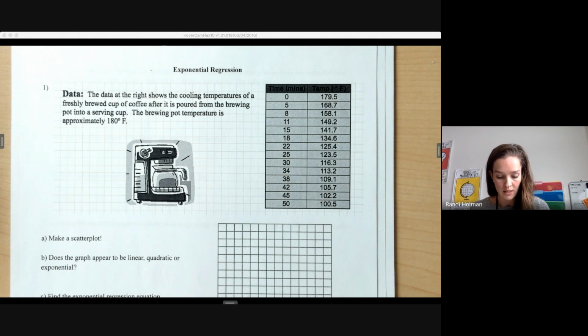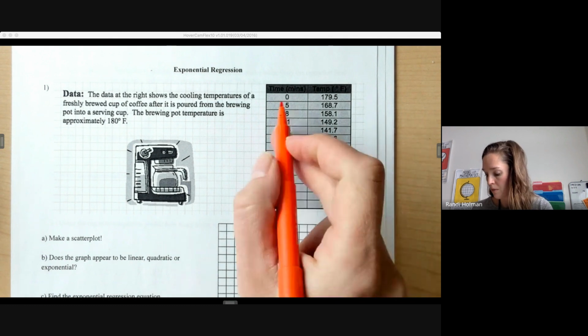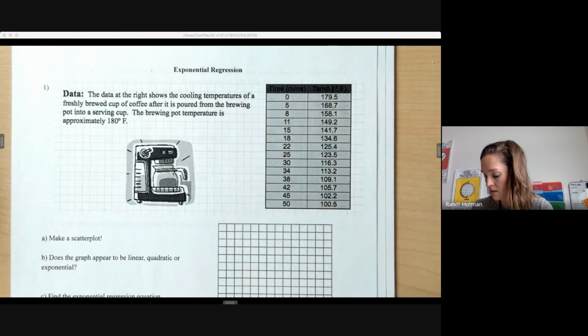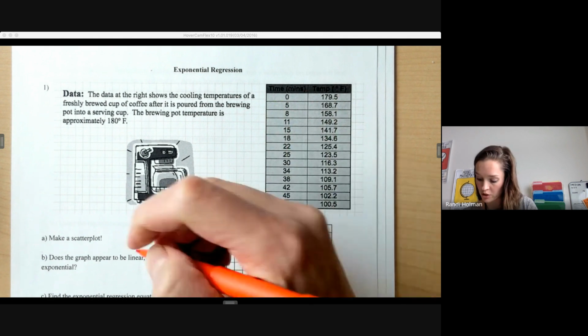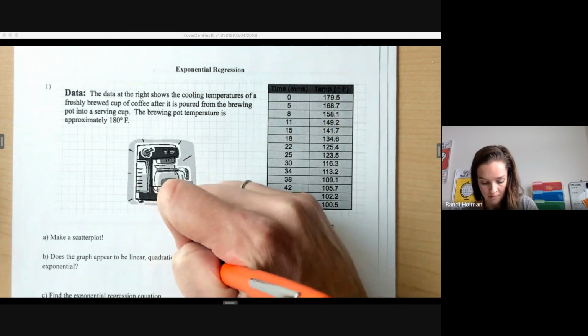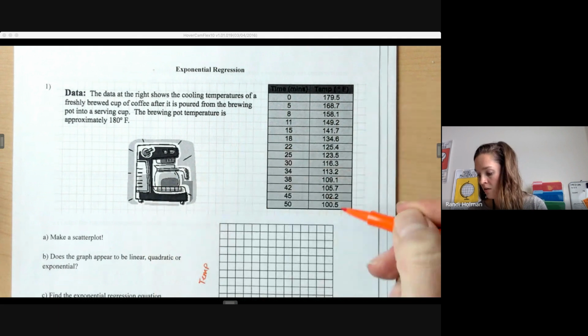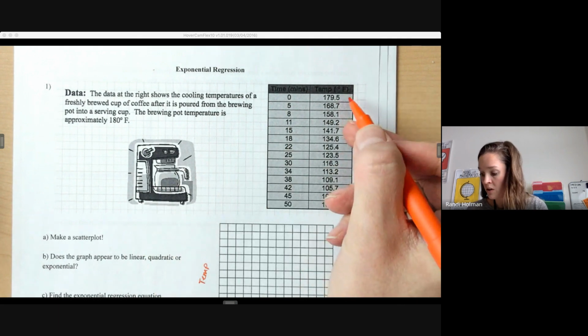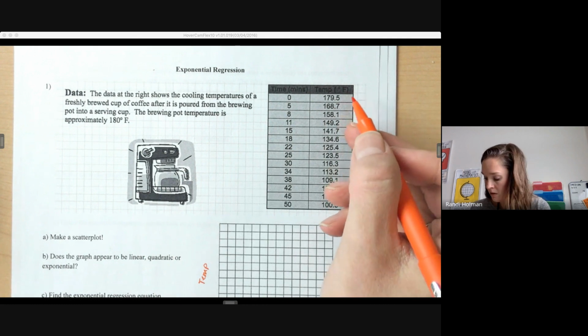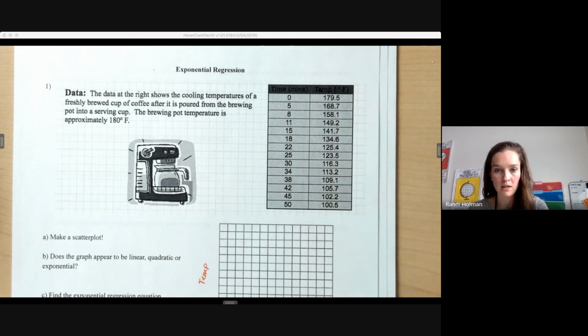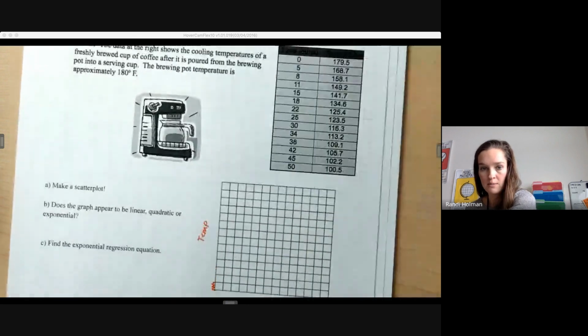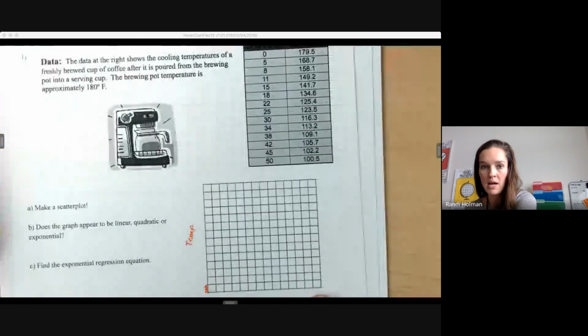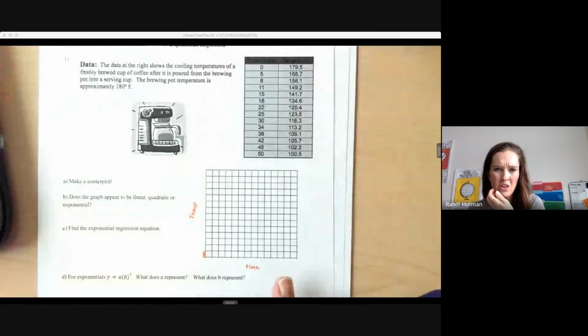So if we're looking at this, we're first going to make a scatter plot. We want to make sure that we put these things appropriately. So time should be our x, and temperature should be the y. Take a look at your values here, right? Our lowest value for temperature is 100, and then we go all the way up to 180. So I'm going to make a little jump on my graph here to show that I'm not going to start at 0. And then we are going to go all the way up to 180.